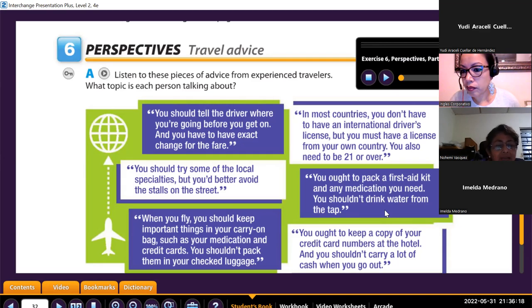Teacher, and the stalls? Stalls, son paradas. Okay. Por eso dice, you'd better avoid, mejor evitas las paradas en las calles, stalls. And what about fare? Fare es una tarifa. Tarifa. Okay. Any other question? Any other question? No, teacher.